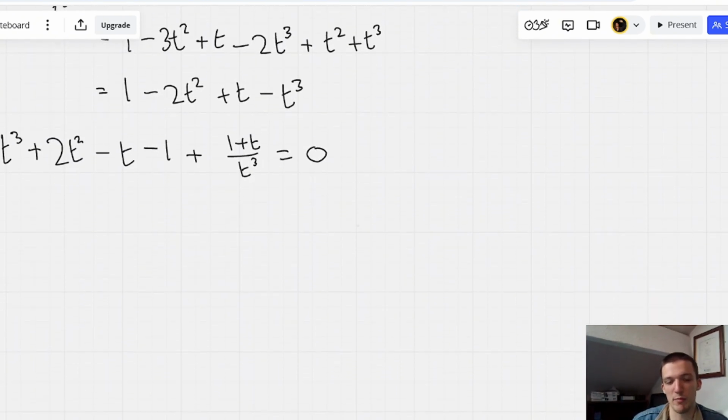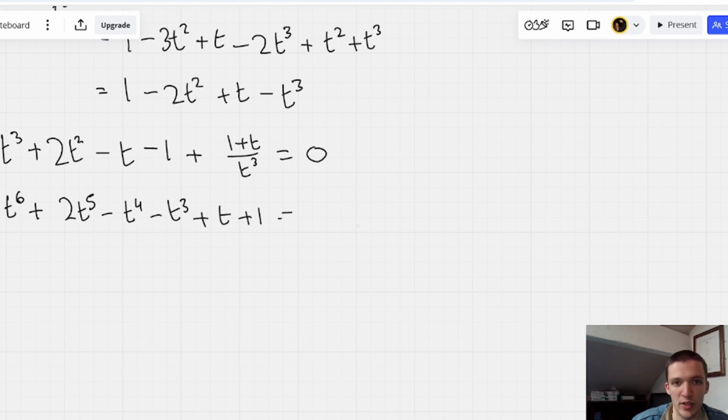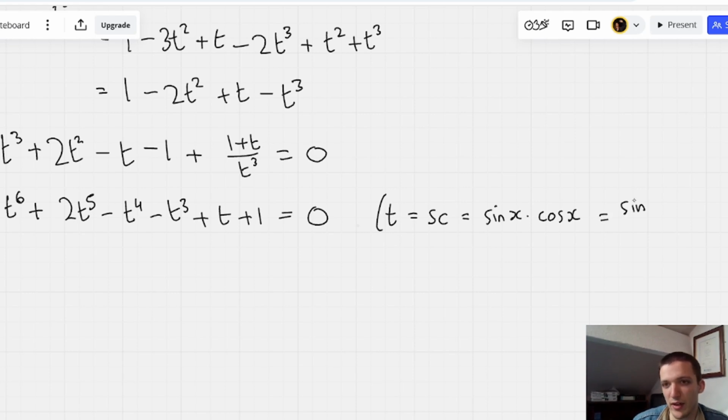Now multiply through by t cubed to get rid of this denominator here. We're going to get t to the 6 plus 2t to the 5 minus t to the 4 minus t cubed plus t plus 1 equals 0. And again, just a reminder that t is equal to sc, which is in fact sine of x times cosine of x, or we can write that as sine of 2x over 2. That's going to be quite useful.